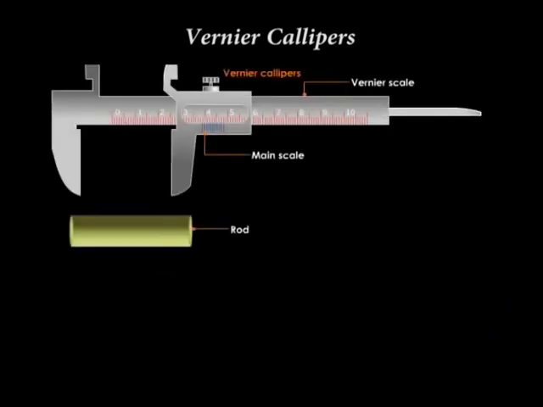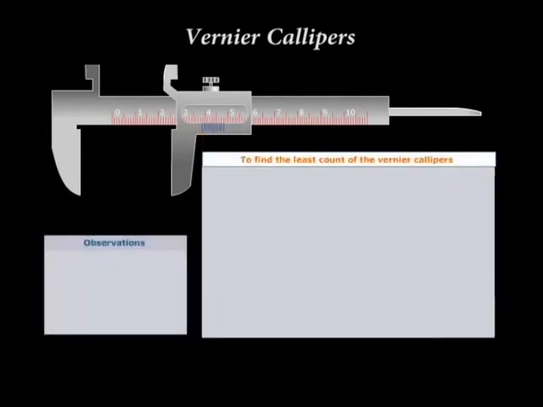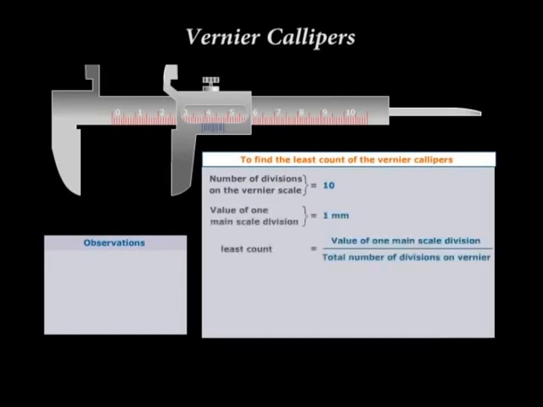For example, let's determine the length of this rod. First, we find the least count. Number of divisions on the vernier scale is 10. Value of one main scale division is 1 millimeter. Least count is equal to 1 over 10, which is 0.1 millimeters or 0.01 centimeters.